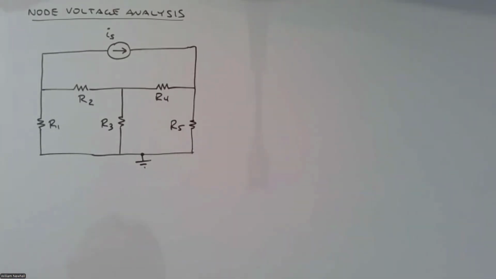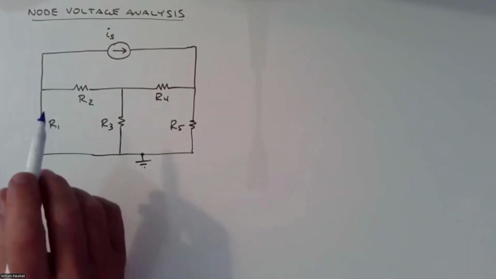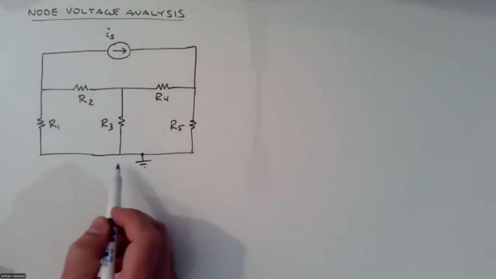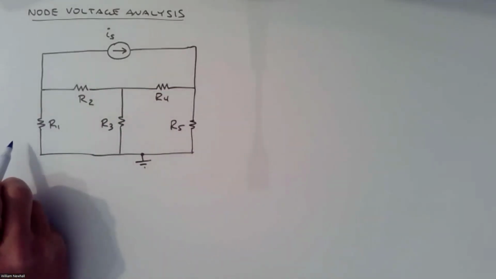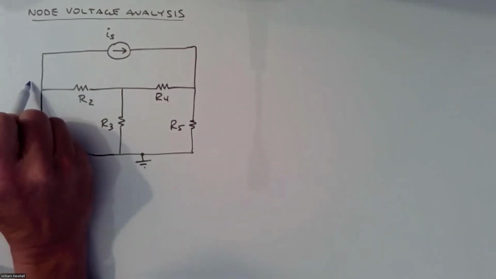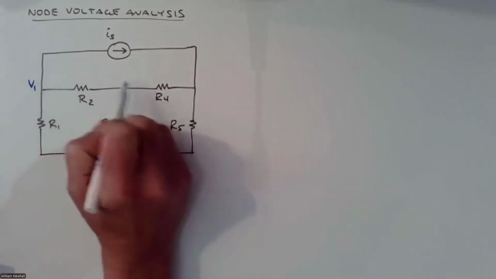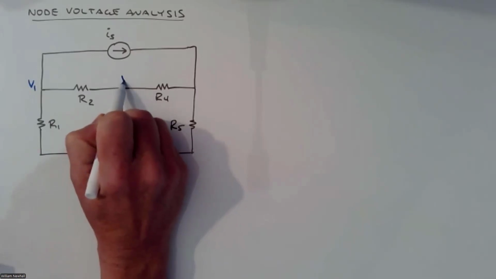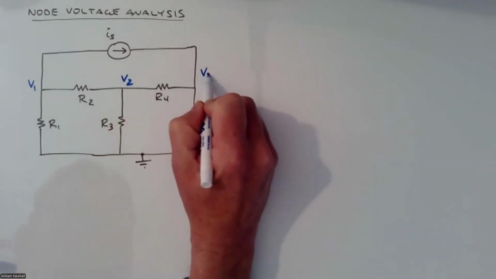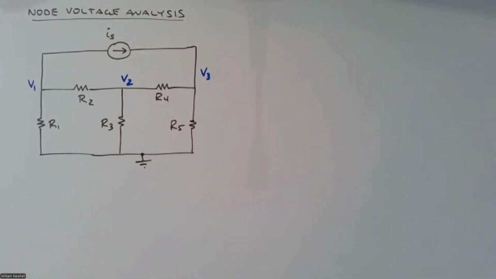Okay. So let's define a few node voltages, 3 node voltages here. So I have 4 nodes in this circuit. I can define 3 node voltages once I've defined that reference node. So this is going to be V1, V2, and V3. Okay, so I've just written those node voltages next to their respective nodes.